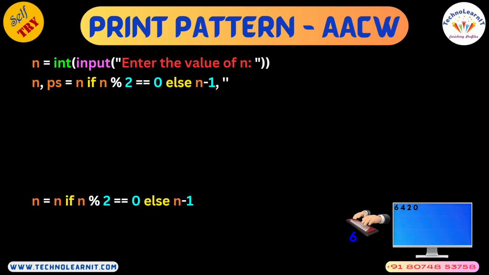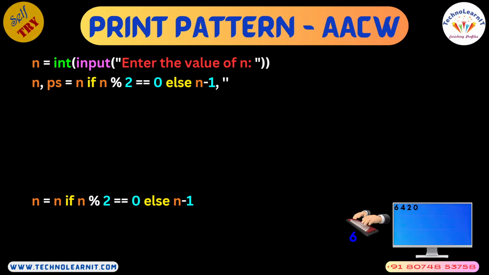One is multi-variable assignment in a single line where n comma ps means n is a variable, ps is another variable. I have assigned two different values to two different variables. The second thing that I have used is how to decide n value. Leave n value as it is if it is even, otherwise reduce it by 1 so that it becomes the nearest, smallest even close to it, and then assign it to n.